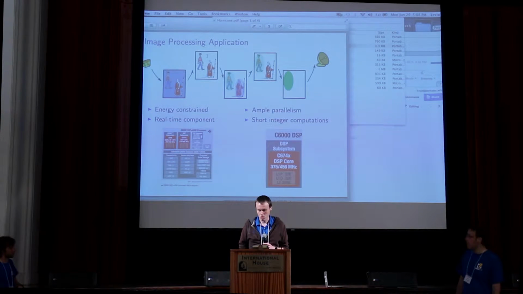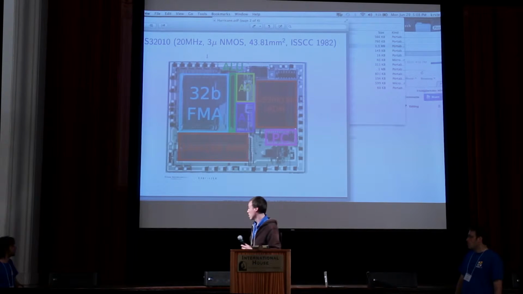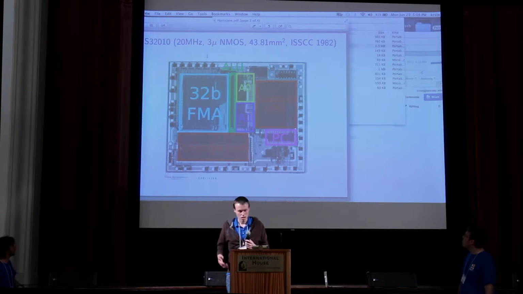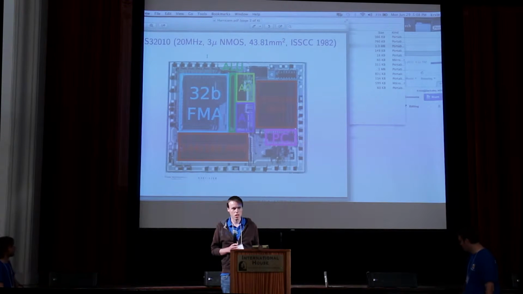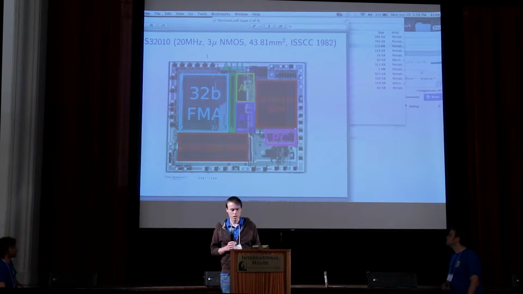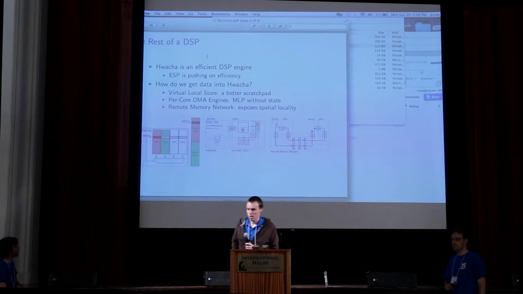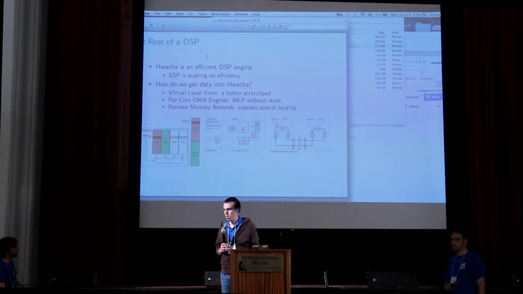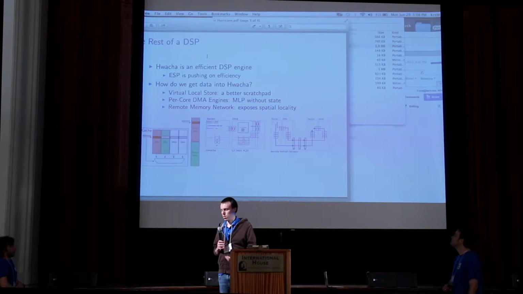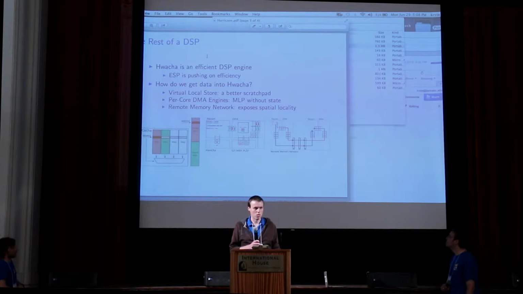We've thought about this a lot, and we went back and looked at one of the original TI DSPs. It doesn't have a lot of stuff on there, and this drove a lot of their design decisions, was fitting a 32-bit fused multiply adder on a chip. Today things are a lot different. We have much bigger chips, and it turns out that Hwacha is a pretty efficient DSP engine. We've demonstrated that with some of our previous research, and in recent versions of Hwacha, we've been adding short integer operations to it with all the mixed precision support.